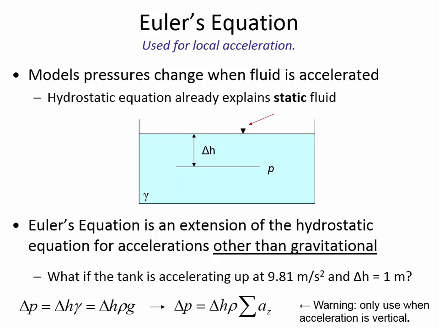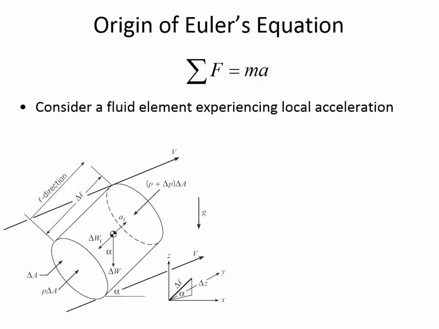Just to be clear, this is not Euler's equation, not yet. Euler's equation is a lot more rugged and can handle more situations. It's not constrained only to vertical acceleration. But this is a useful way of thinking about why the pressure is increasing in the first place.